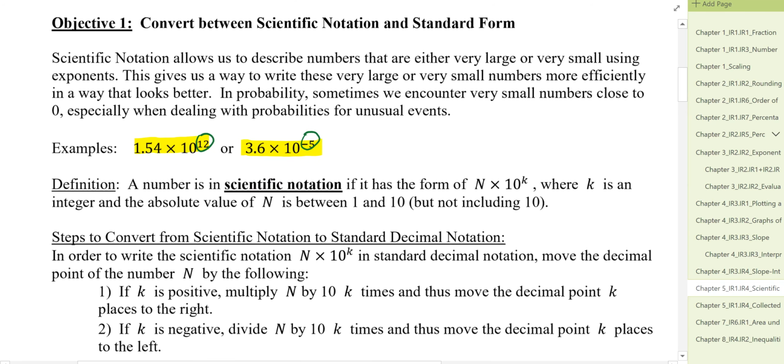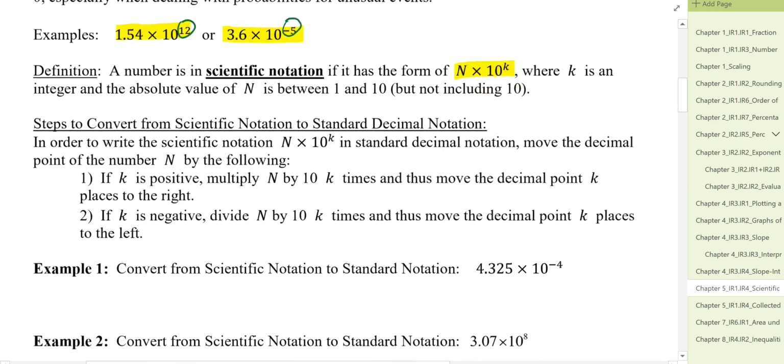Now, scientific notation is in the form of n times 10 to the k, always in that form, where k is an integer and the absolute value of n is between 1 and 10, not including 10. So a number could be 9.9999, but not including 10. So that's scientific notation. Let's try to convert between scientific notation and standard form.